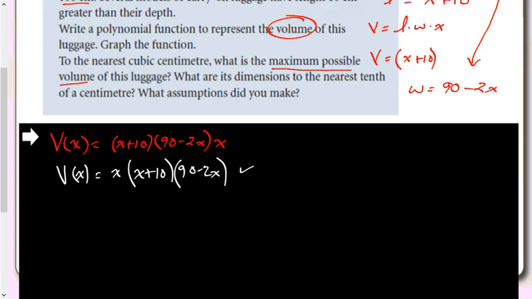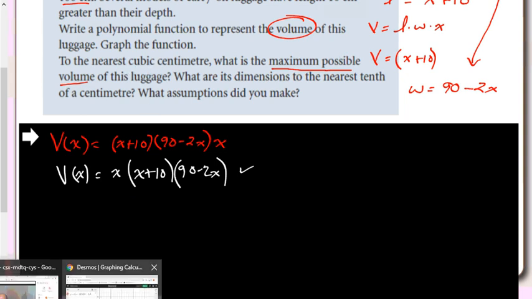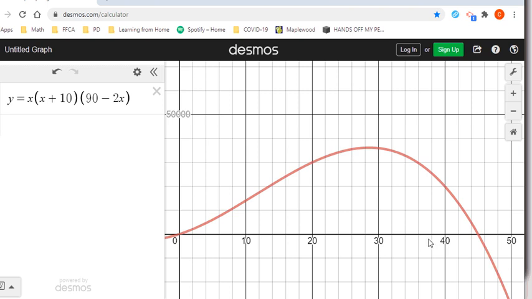To the nearest cubic centimeter, what is the maximum possible volume of the luggage? Well, as we come back here, what do our x and y values represent? The x is the depth of our carry-on piece, and the y is the volume. Since I want to maximize the volume, I want to find this point over here. On Desmos, I can just click on it and it gives it to me fairly quickly.